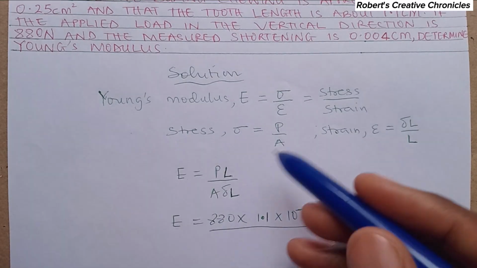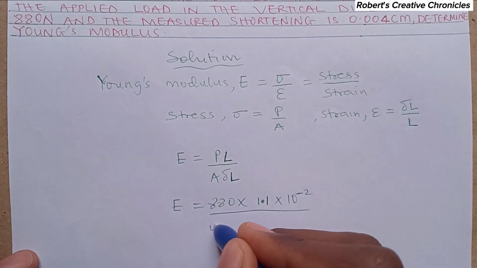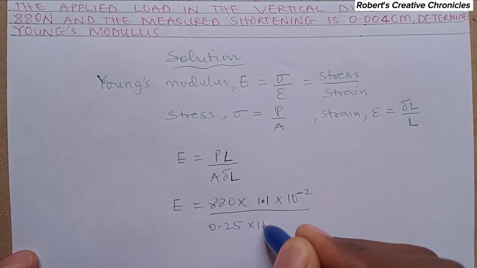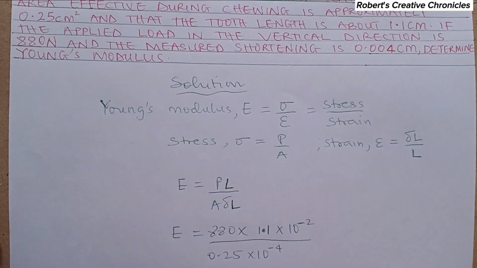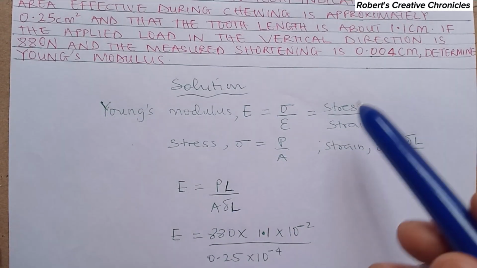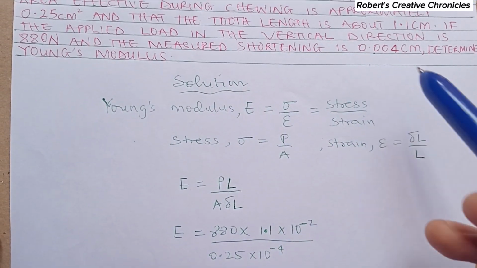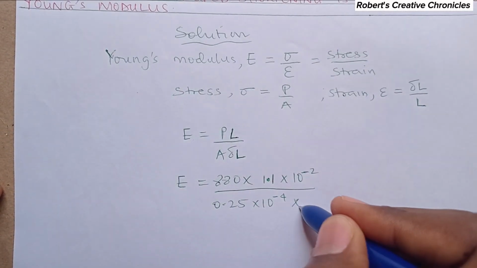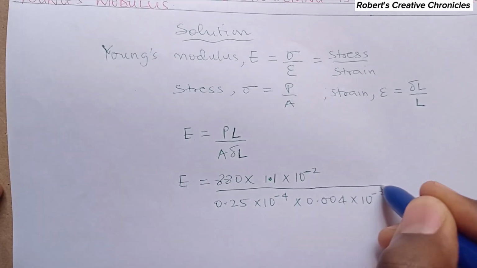So now, area is what? Area is 0.25 centimeters square. So it will be 0.25 times 10 raised to the power of minus 4 meter square. That is, we have converted it to meter square. Then change in length is what? The change in length, that is the shortening, is 0.004 centimeter, which is 0.004 times 10 raised to the power of minus 2.